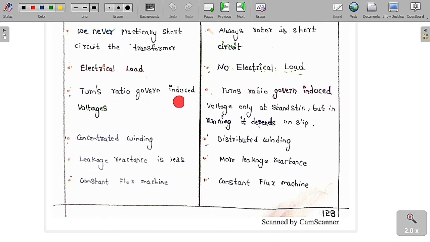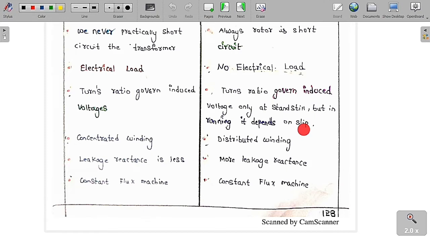And the turns ratio governs the induced voltages. So the turns ratio tells you how much induced voltage there is in the secondary if you know the induced voltage in the primary. Whereas the turns ratio governs induced voltages only at standstill, but in running it depends upon slip. So we can figure out the induced voltage in the secondary, or the rotor, only at the standstill condition, while at running we can only figure it out with the help of the slip.